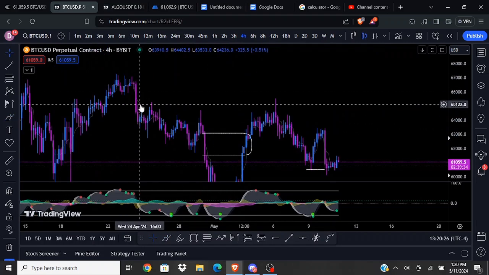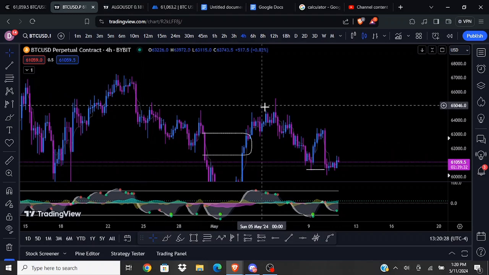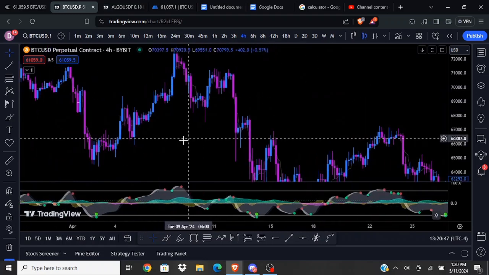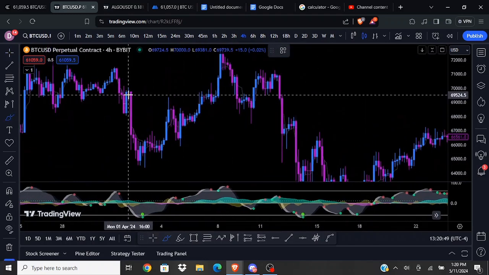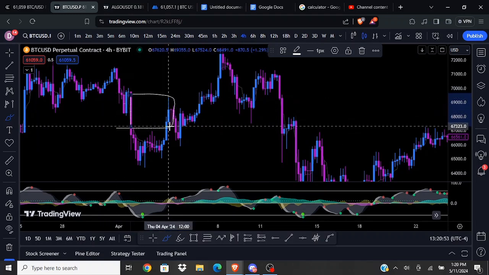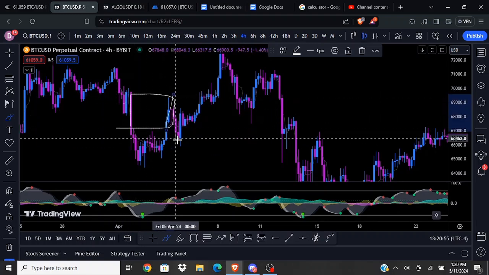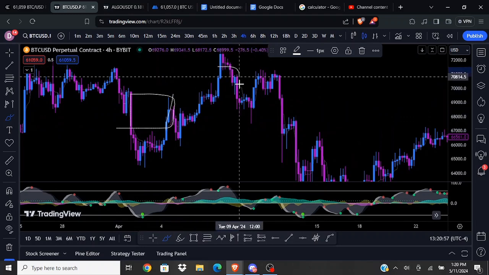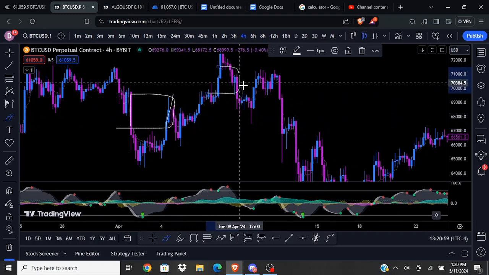Here's an example of one that did not get reclaimed entirely. We wicked up into it a little bit, but you can look around at price and see a lot of examples where we can get aggressive moves back up through these, or if they're aggressive moves to the upside, you can fill them to the downside very quickly.